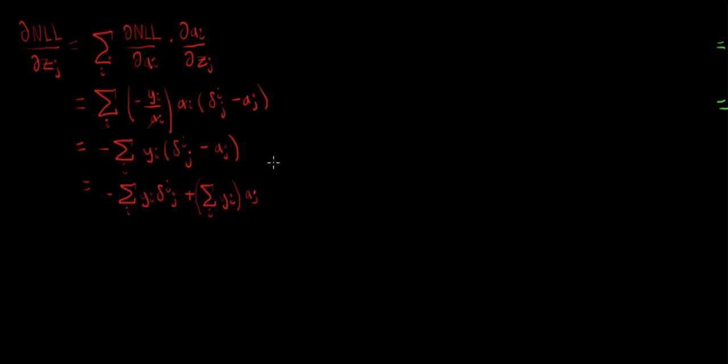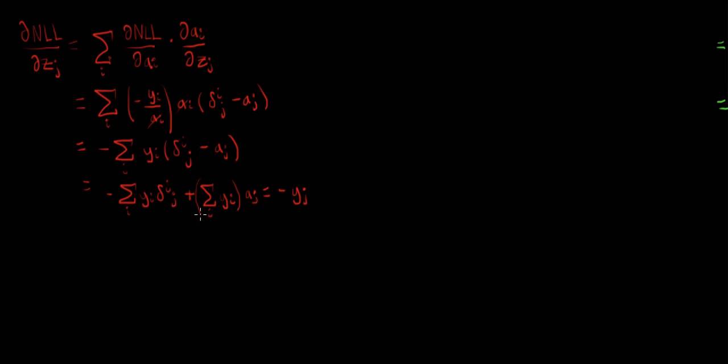Okay, so how can we simplify this? Well, this sum has a sum over a dummy variable where the Kronecker delta has that dummy variable. So that means that this sum is only non-zero when I is equal to j. So that means we can set I equal to j and get rid of this sum and this Kronecker delta. So this is negative yj.